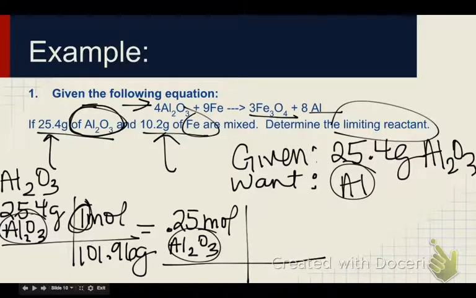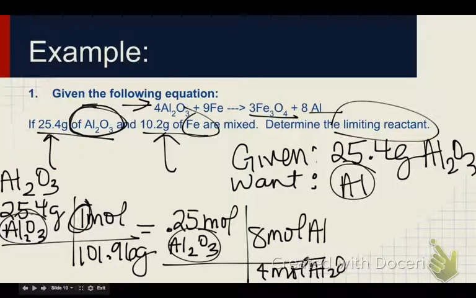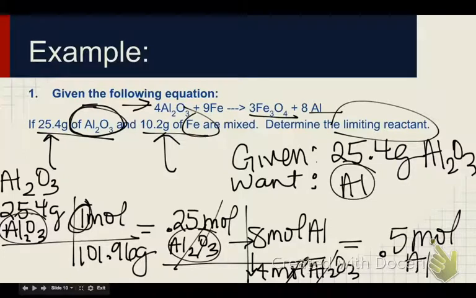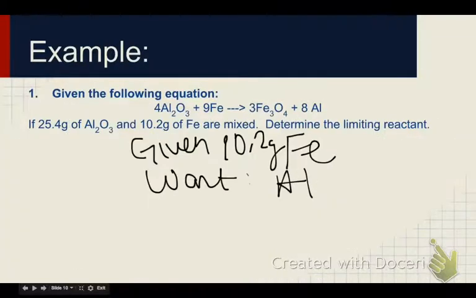So therefore, what molar ratio am I going to use? That's right, 8 moles of Al for every 4 moles of Al2O3, okay? See how the moles of Al2O3 cancel out? So then I'm going to multiply across and then divide, and that's going to give me 0.5 moles of aluminum. Now remember, aluminum is a product, so that can't possibly be my limiting reactant, okay? It can only be either Al2O3 or Fe. But this is about a comparison, so I can't stop here. I have to keep going.